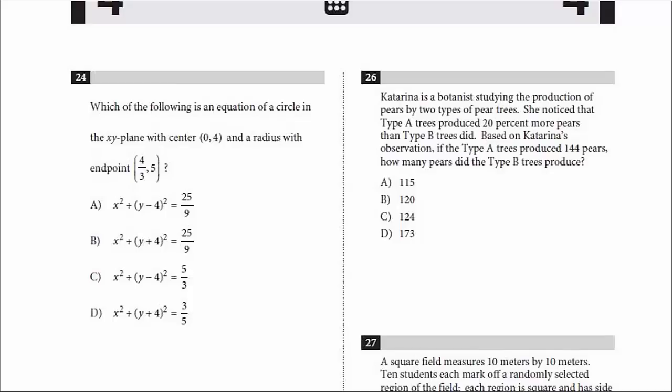All right, which of the following is an equation of a circle in the xy-plane with center (0, 4) and a radius with endpoint (4/3, 5)? Well, we know the equation of a circle is (x minus h) squared plus (y minus k) squared equals r squared. Really what it boils down to is these all look similar here. We need to find the radius.